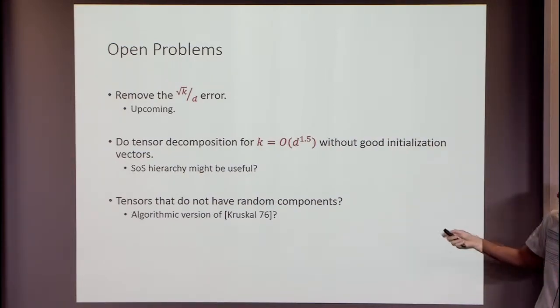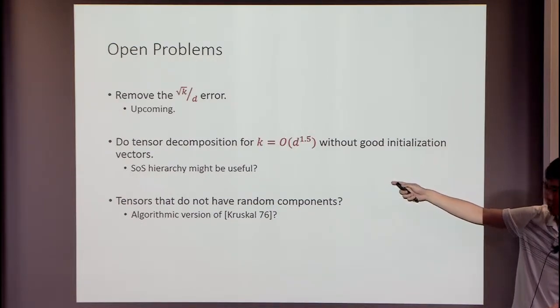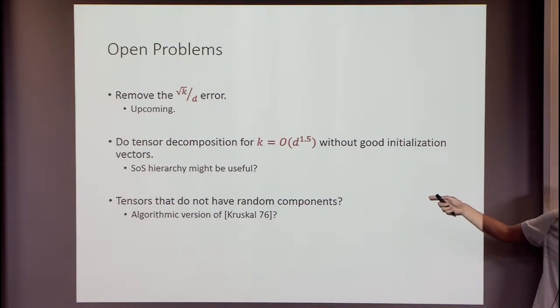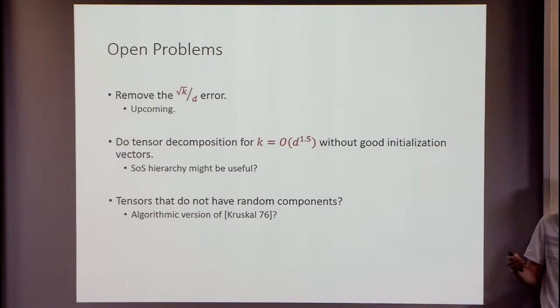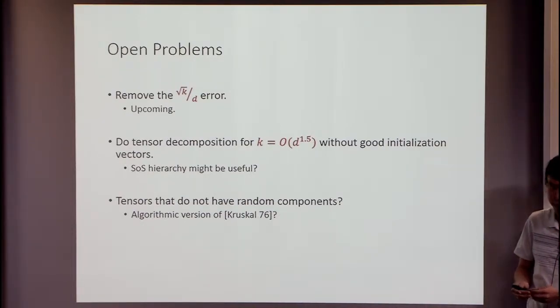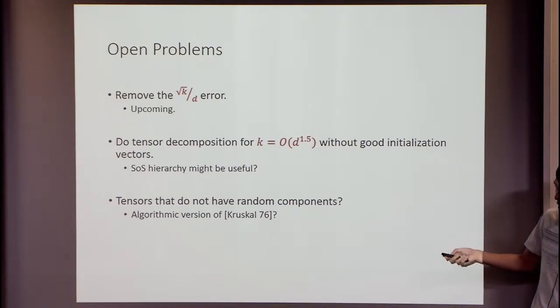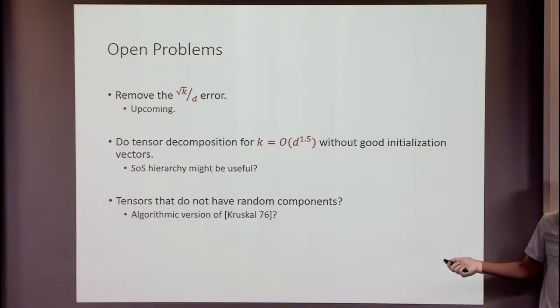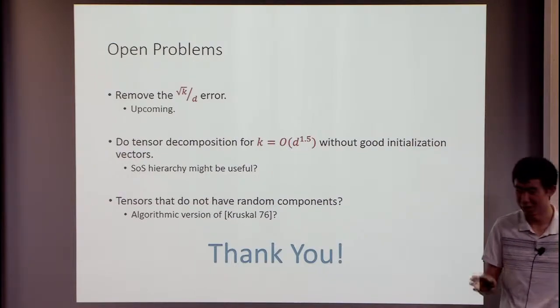Also, we want to do tensor decomposition for k equal to d to the 1.5 without using good initial vectors. This is somewhere where sum of squares could actually be useful, and we are thinking about that. And finally, what can we say about tensors that do not have random components but have components in general position? Thanks, and sorry for going over time.